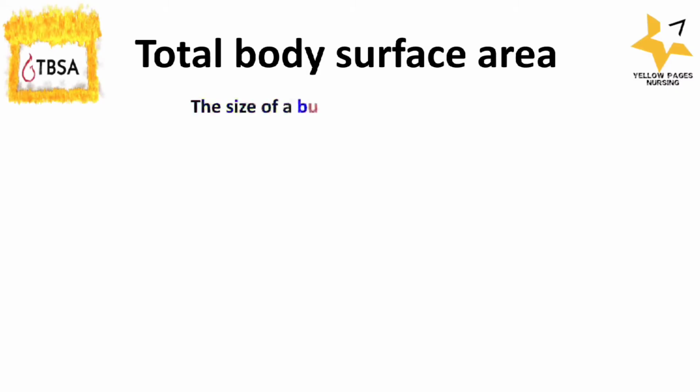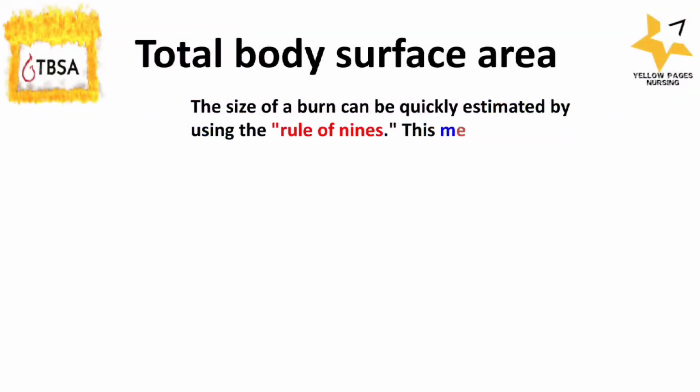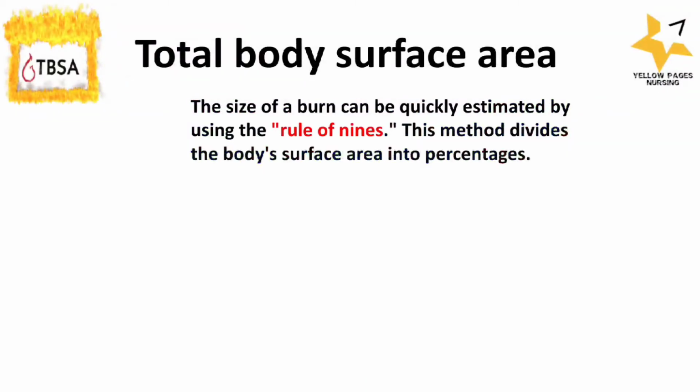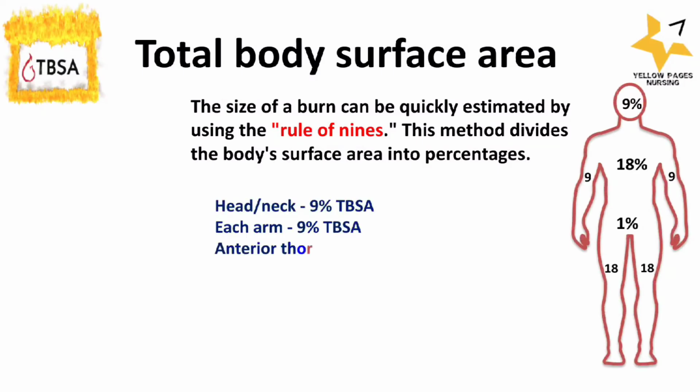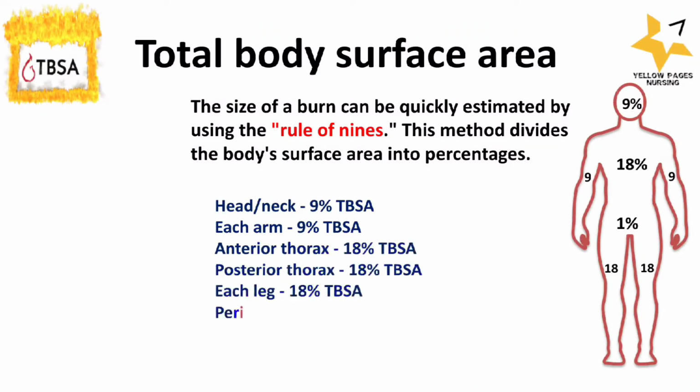Next is total body surface area. The size of a burn can be quickly estimated by using the rule of nines. This method divides the body's surface area into percentages, and here it is. Head or neck carries 9% of total body surface area. Each arm is 9%. Anterior thorax is 18%. Posterior thorax is 18%. Each leg carries 18% of the total body surface area, and the perineum carries 1%.